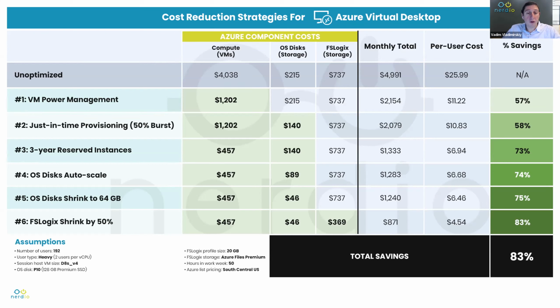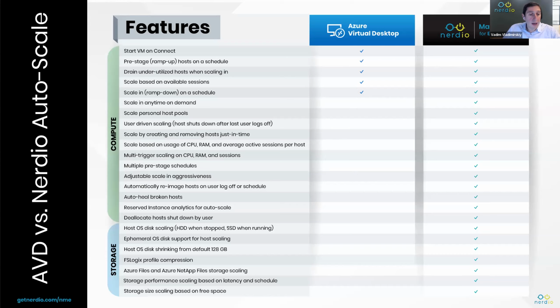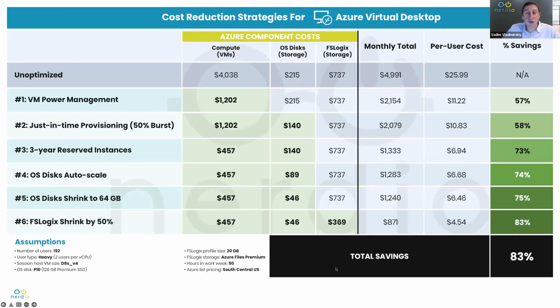So if we put this all together, you can see something pretty dramatic. You see that our cost goes from a $26 per user per month average with an unoptimized deployment down to less than $5 per user, which is a whopping 83% savings relative to kind of an out-of-the-box deployment. And you can easily see that, at this price point, AVD may be deployed as a small pilot or more of a niche use case, whereas at this price point, it can really be deployed very widely across the organization for all sorts of use cases.